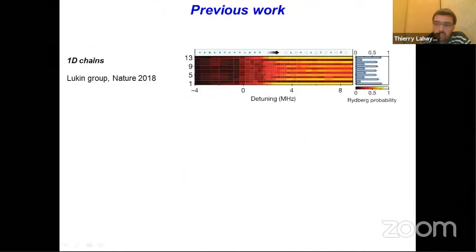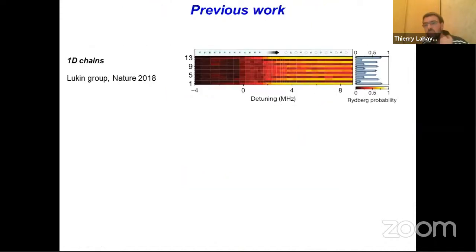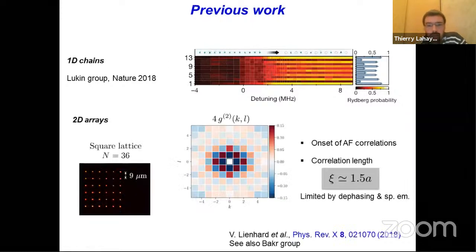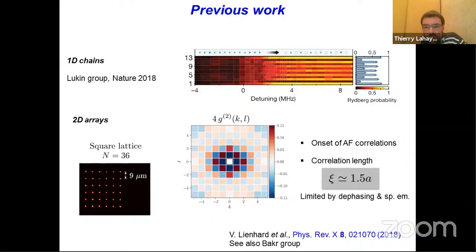Of course, there were previous experiments studying this kind of system, and you all know this beautiful experiment two years ago by the Harvard group, where they did this 1D chain with this beautiful ordering of the Rydberg atoms. And in our case, we also did, roughly at the same time, experiments in 2 dimensions, but at the time we had relatively tiny systems, like 36 atoms.